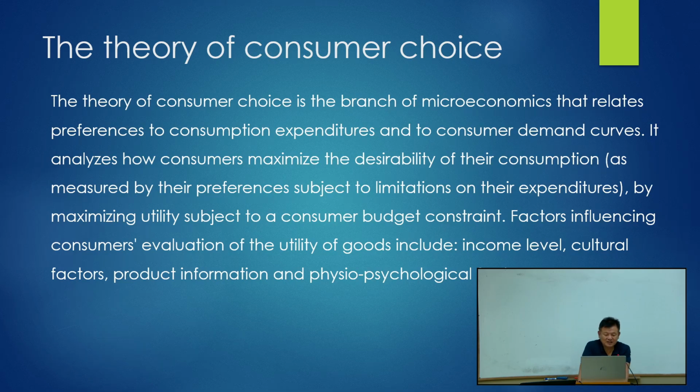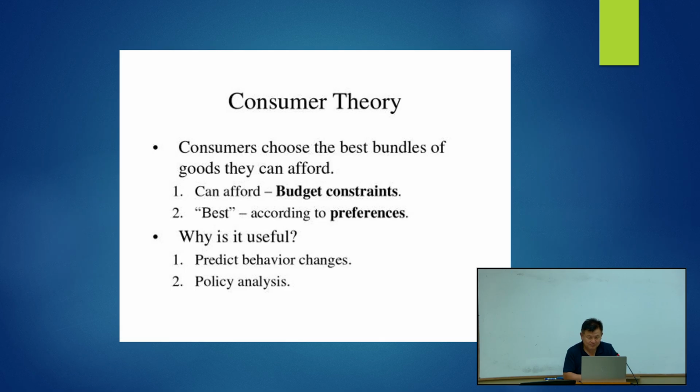Factors influencing consumers' evaluation of the utility of goods include what kind of factors? For example, income level, cultural factors, product information, and physio-psychological factors. Psychologically, choices also follow a rational pattern. Whether decision making is rational or not is also an influencing factor.